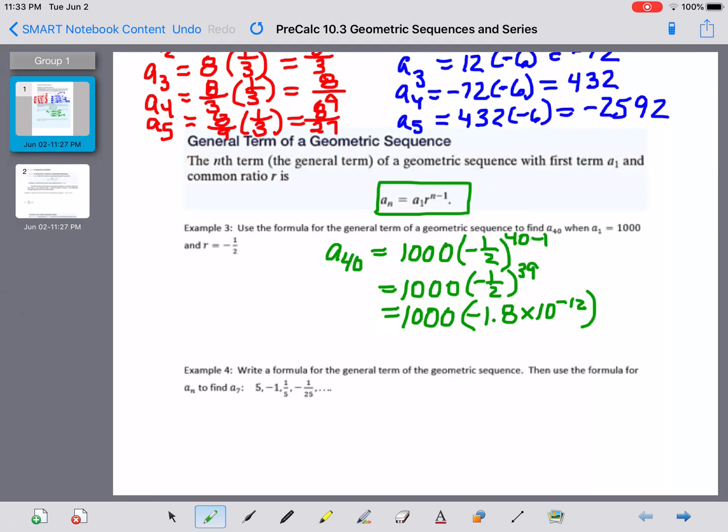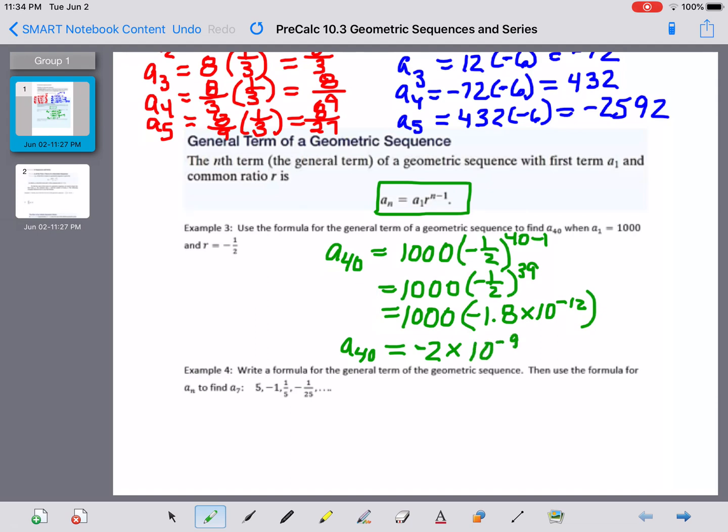Okay, now the advantage I have right now is that number's still stuck in my calculator. So if I take it times my 1,000, I get a more accurate answer, right? I get negative, a sub 40 is going to be negative 2. I need to put this in scientific notation because I have all kinds of zeros. So it looks like it's about, if I round, negative 1.8 or negative 2 times 10 to the negative 9th power, okay?